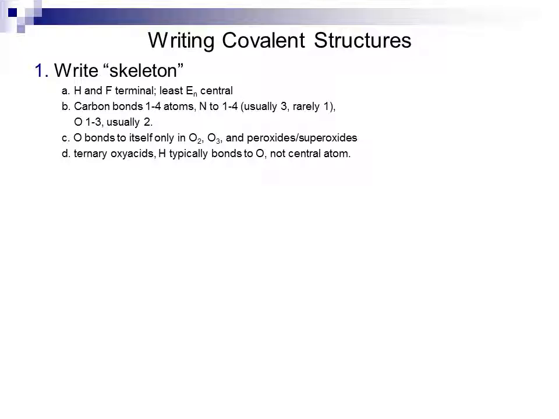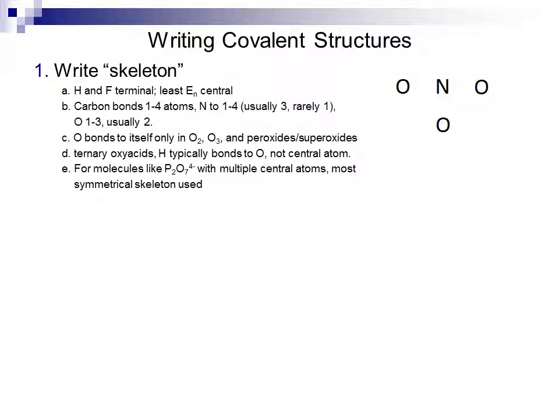Ternary oxyacids, which are the acids that are made from oxyanions, have hydrogen that is bonded to oxygen rather than to the central atom in most cases. In any molecule where I have multiple central atoms, I will write the most symmetrical skeleton that I can find. So looking at an example, let's look at the nitrate ion, NO3-. I would write the skeleton with the nitrogen in the center and 3 oxygens on the outside.